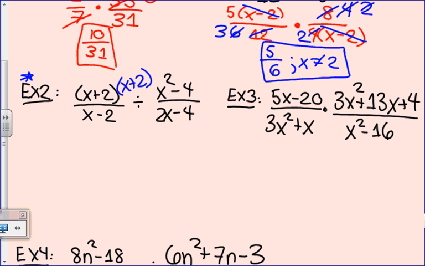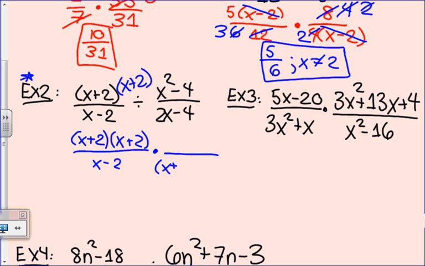All right. So again, we're going to copy the top. Dot. And we're going to flop around the next guy. Now, what can we do to the next guy? 2 things. Let's talk about the numerator first. What can we do in the numerator? x squared minus 4. x squared minus 1 squared, 2 squared. These are going to be x plus 2 and x minus 2. How about that denominator right there? 2x minus 4.